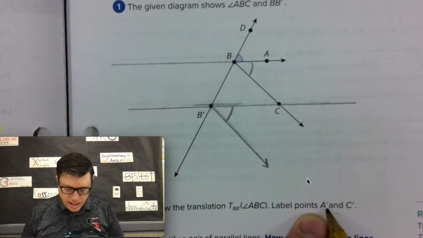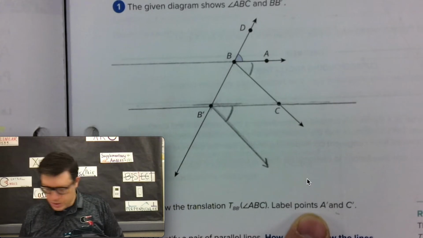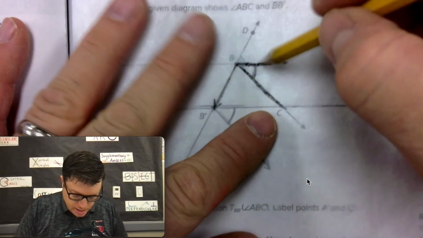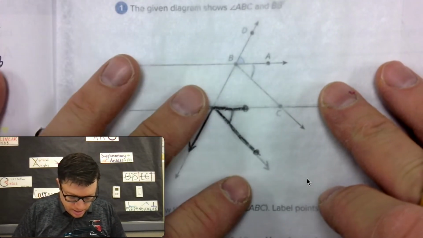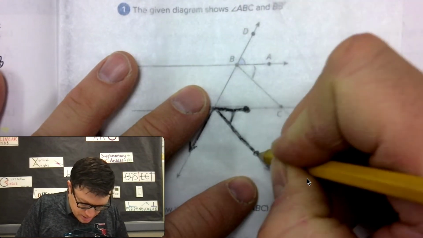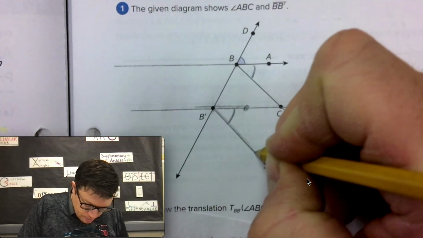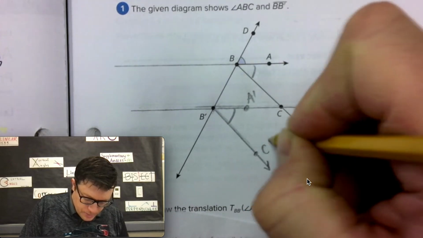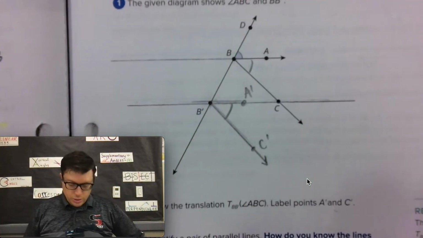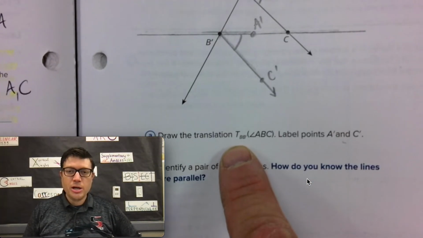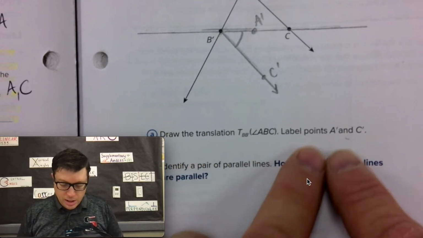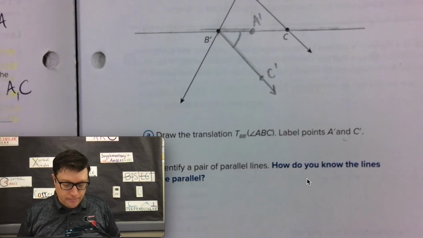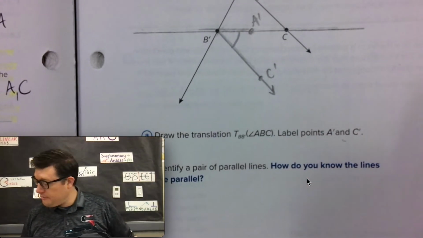Label the points A prime and C prime. So A prime, I realize I didn't put on the dot. A prime is here, C prime is here, so A prime is there, C prime is there, mark it, A prime, C prime. There you have it, right? Draw the translation of angle ABC along the ray BB prime, and then label the points A prime and C prime. Okay, now identify a pair of parallel lines.